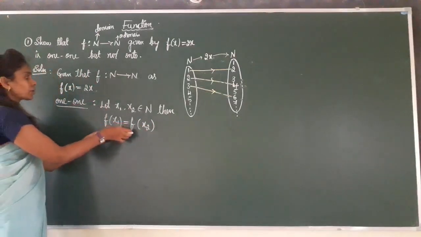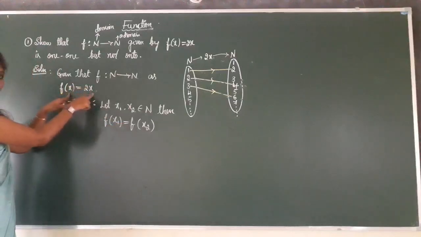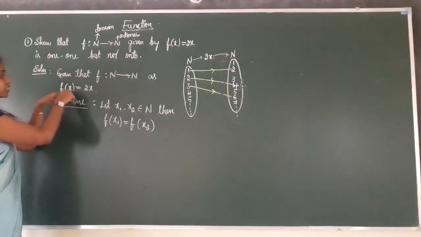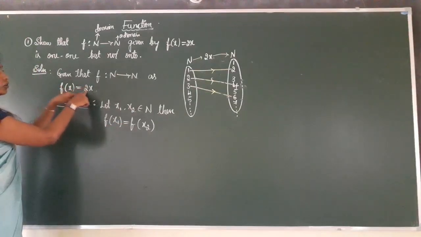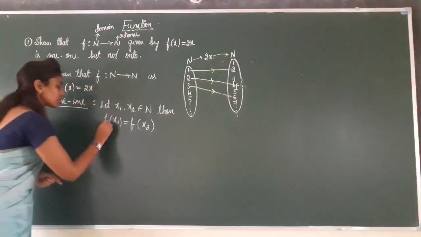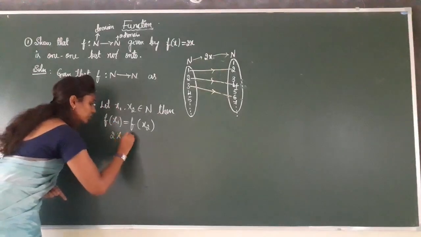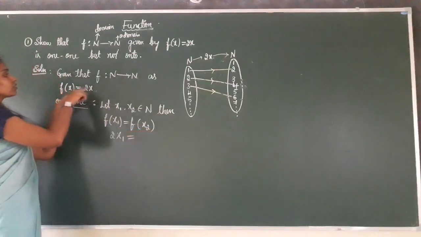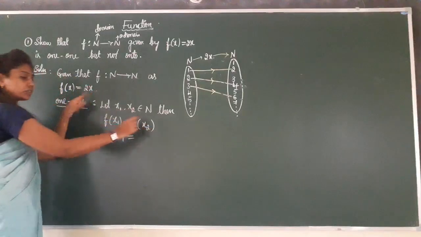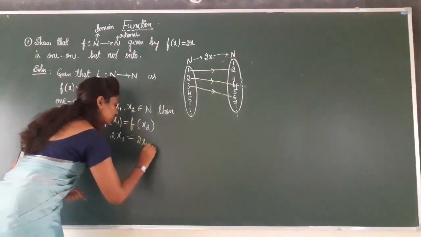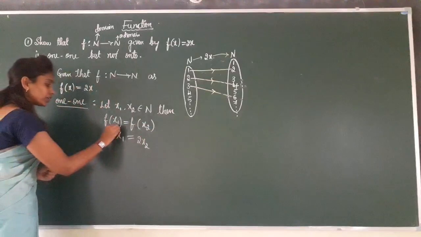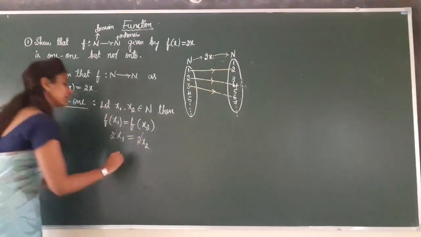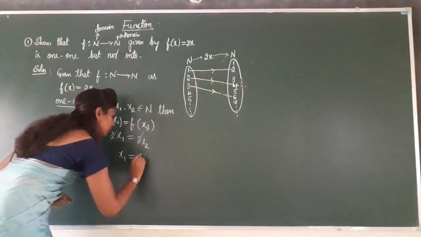What is f of x1? Here f of x is equal to 2x, right? Replace x by x1, then we get 2 into x1. So f of x1 value is 2 into x1. What is f of x2? Replace x by x2, that is 2x2. Then observe here, in the LHS 2 and RHS 2 get cancelled. Remaining is x1 is equal to x2.